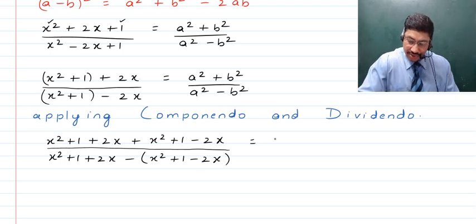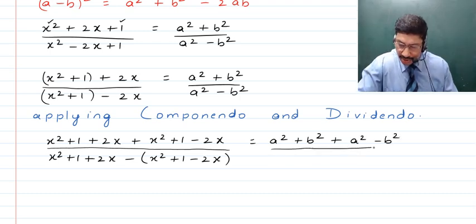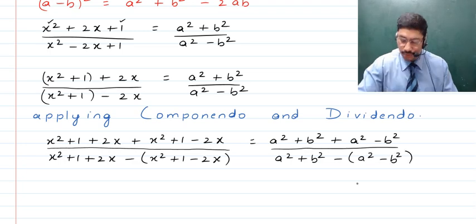Now on the right hand side children, we'll be having again numerator plus denominator, that is a square plus b square plus a square minus b square. And if we talk about the denominator, it is going to become equal to a square plus b square, which is the numerator, minus the denominator, which is minus times of a square minus b square.